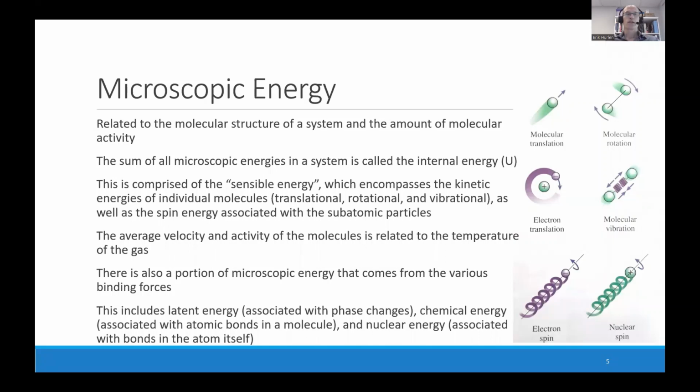Microscopic energy is related to the molecular structure and movement of the individual molecules that make up the macroscopic object. These include such things as the kinetic and vibrational energy of the individual particles, as well as any spin energies, and also any energy associated with binding forces. The total of all these microscopic contributions to the energy is called the internal energy, capital U. The average velocity of the individual particles is related to the temperature of the object.